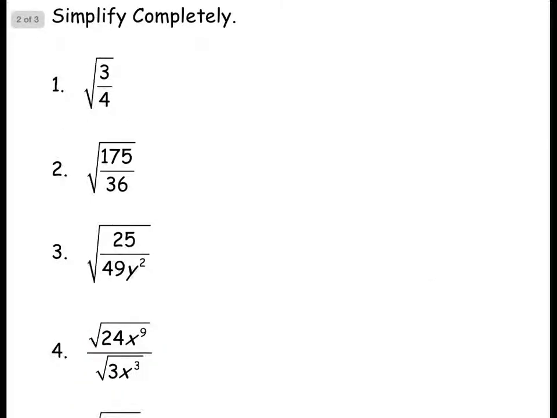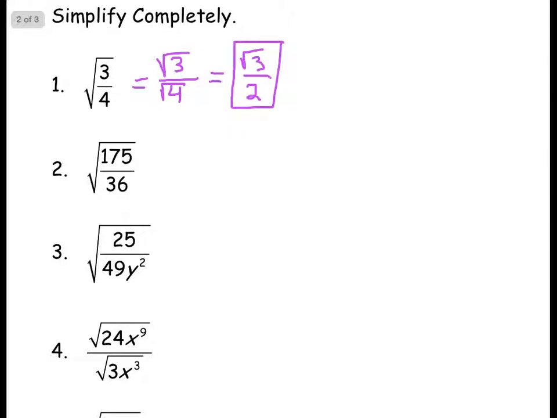You can see problem number 1 has the square root of 3/4. So what you're going to do is break that into two separate radicands. So you have the square root of 3 over the square root of 4. That's your first step, to break it into two different radicands. Then you can take the square root of 4, which becomes 2, and the square root of 3 stays the same. Remember, your goal is to simplify as much as you can, and that would be a simplified radical.